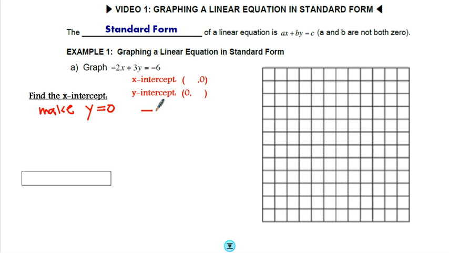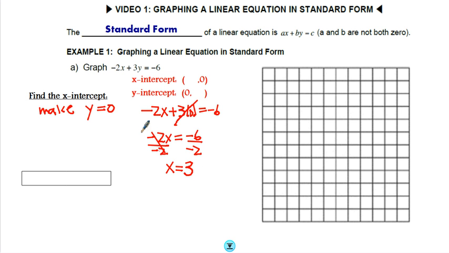Then you would have negative 2x plus 3 times 0 equals negative 6. And here's the cool thing about it. Watch this. This whole piece right here, 3 times 0, cancels out, because anything times 0 is 0, right? So I get negative 2x equals negative 6. Divide both sides by negative 2 to get x alone. And x equals negative 6 over negative 2, which is positive 3.